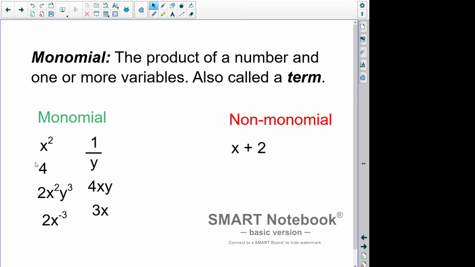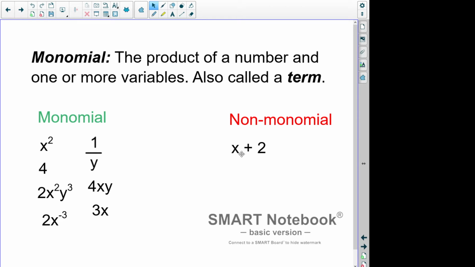4, even though there's no variables with that, we still call that a monomial. Here we've got 2, and we've got x's and y's multiplied together, but still, since it's all multiplication, that's a single term, we call that a monomial. Dividing by a variable here, multiplying two variables again. And here we have a variable with a negative exponent. Again, it's the same concept. We're just multiplying or dividing numbers and variables together, so those are monomials.